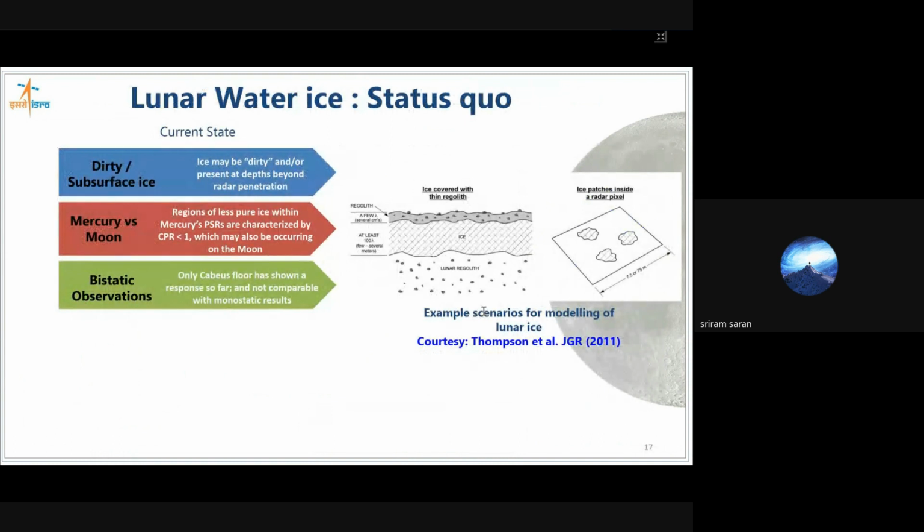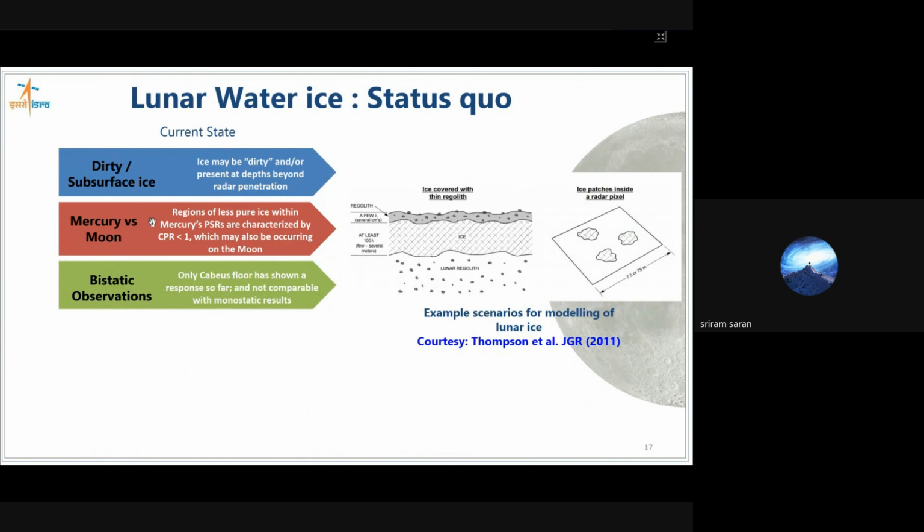So this is the status quo of lunar water ice. We definitely know that there are no large patches of water ice near the lunar poles, but if it is present, it should be present in the form of dirty ice that is mixed with the regolith. So ice could be dirty, or it could be present at depths beyond the penetration of currently available radar observations.